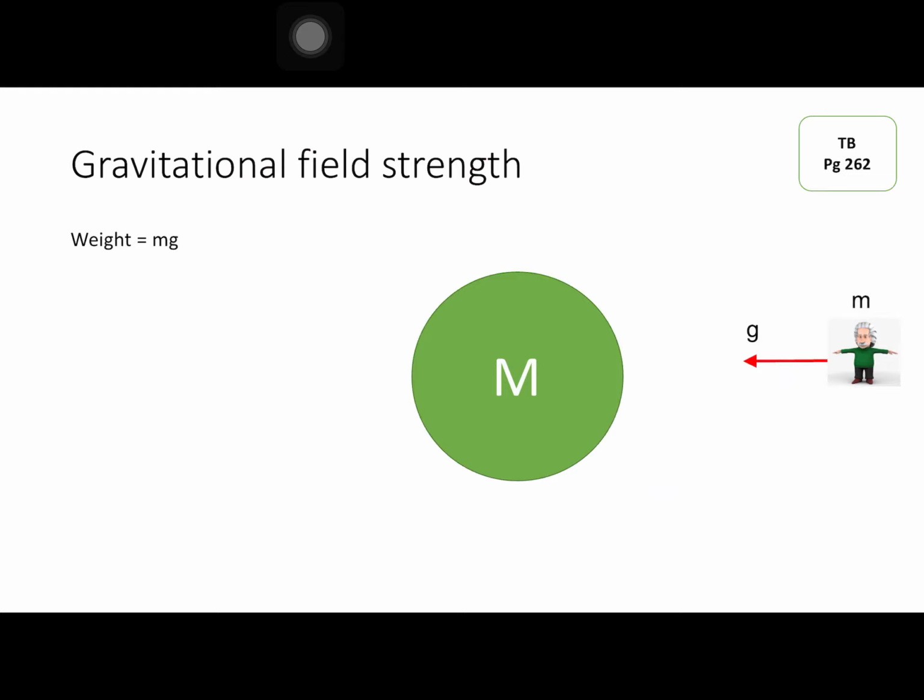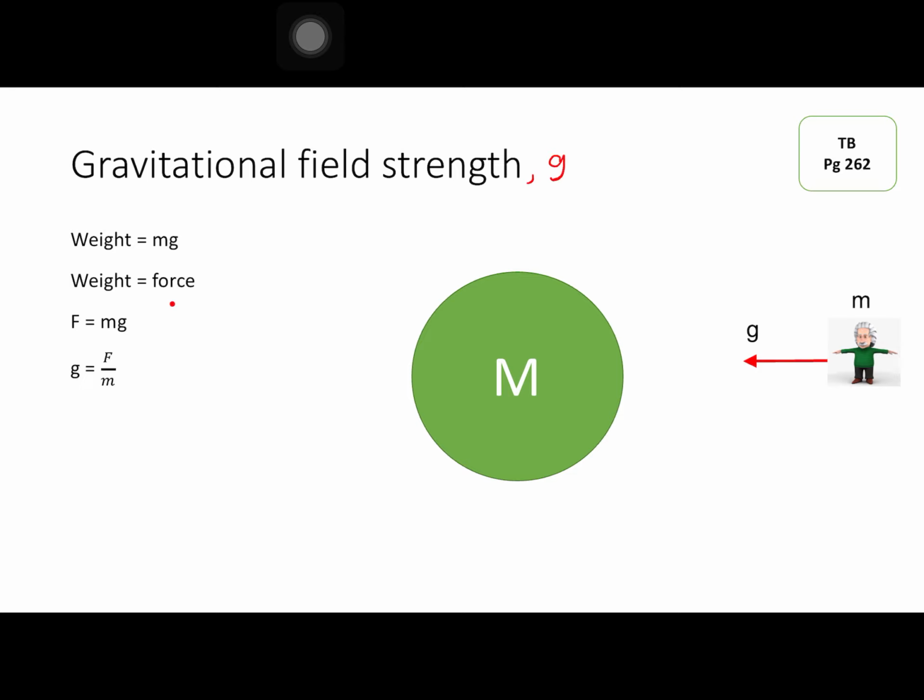Okay, we come to gravitational field strength. Gravitational field strength is our small g. So we have already seen this formula, W equals mg, a long time ago. So if I have this guy here, whether he's on the Earth or he's away from the Earth, we know that there's going to be a force acting on him, right? So our weight is a force. And what is this force that's acting on him? Your gravitational force.